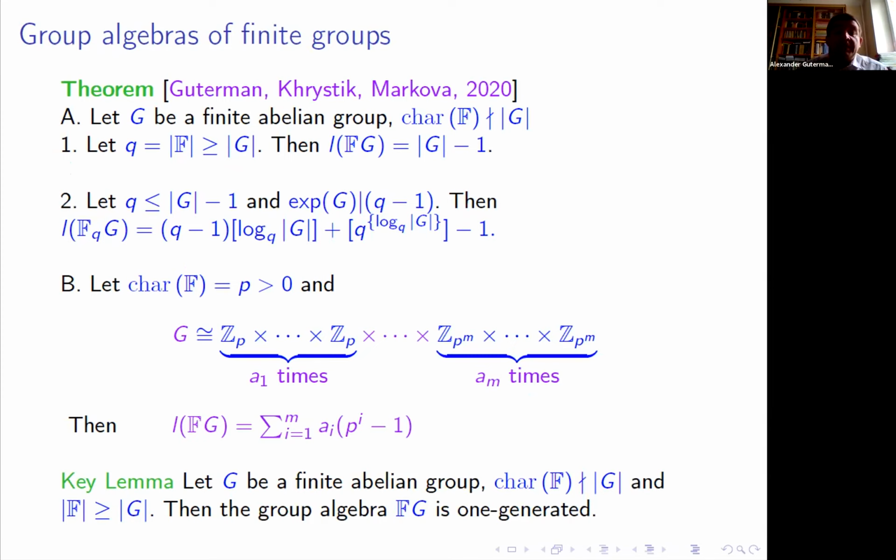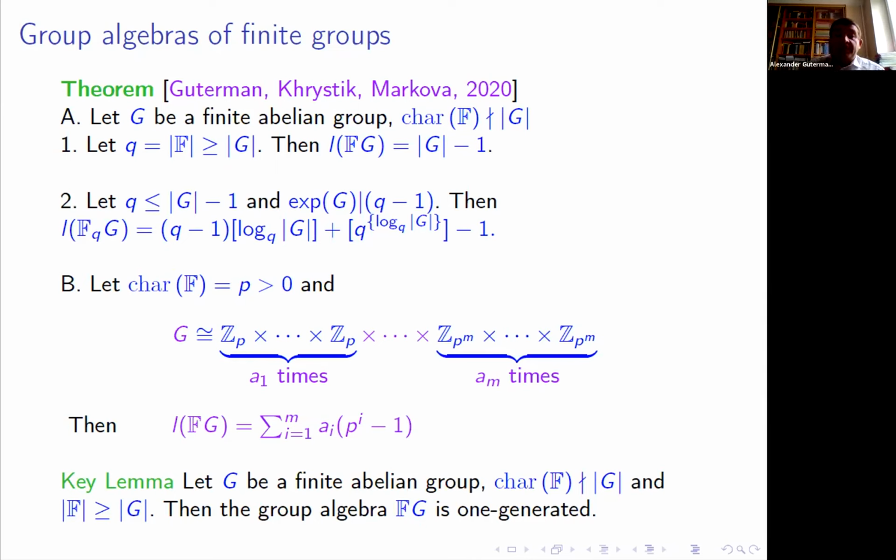Even, say, for group algebras of abelian groups, if we have this condition satisfied and the field is sufficiently large, greater than the size, then the length is nothing but the order of the group minus 1. And this, in fact, follows from the fact that such group algebras are one generated in most of the cases.